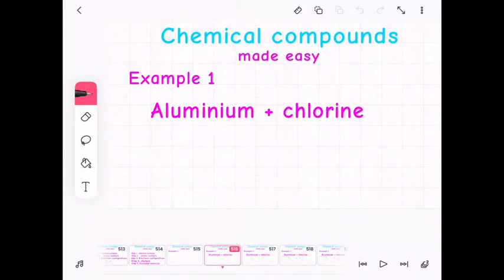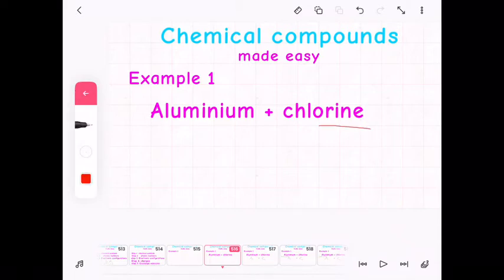Aluminium plus chlorine will form a new compound which will be called aluminium chloride. The name of the anion or the negative charge will always change from "ine" to "ide" most of the times. So step 1 says we should find the names of the symbols for the elements. Aluminium has the symbol Al and chlorine has the symbol Cl.